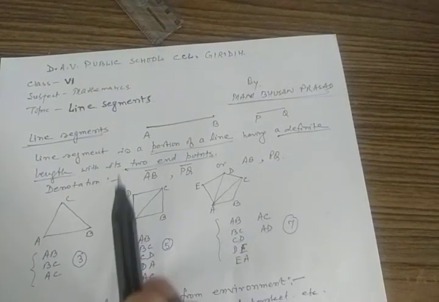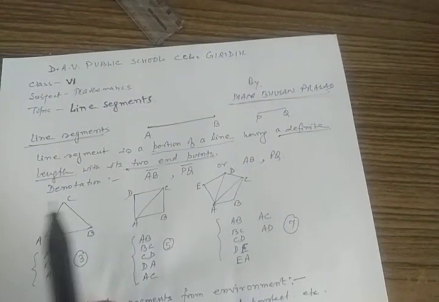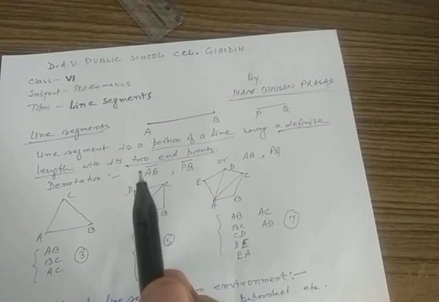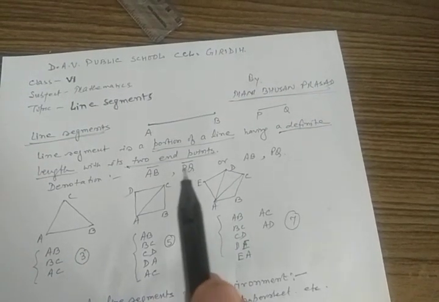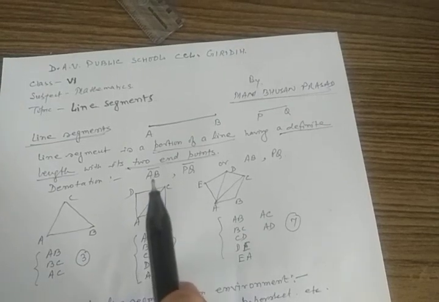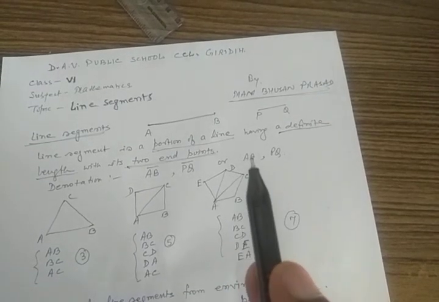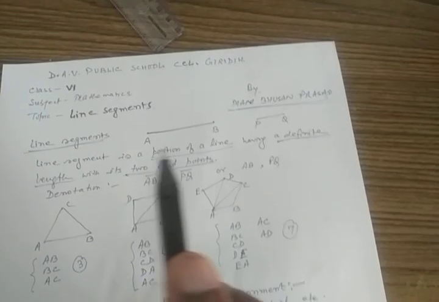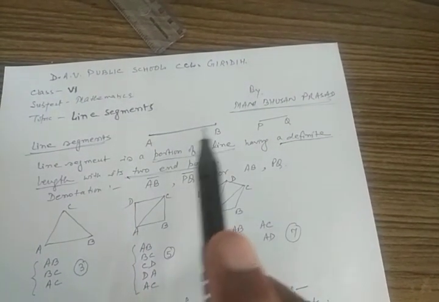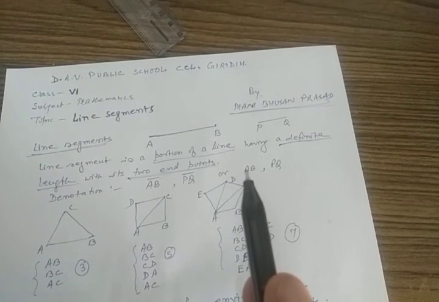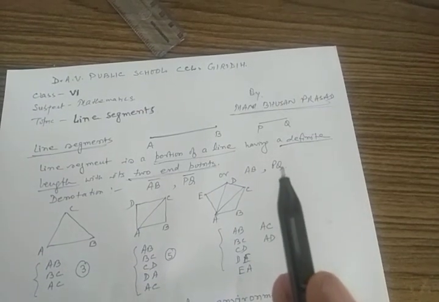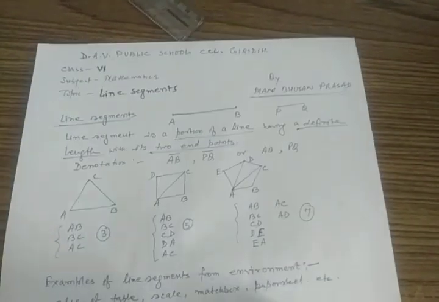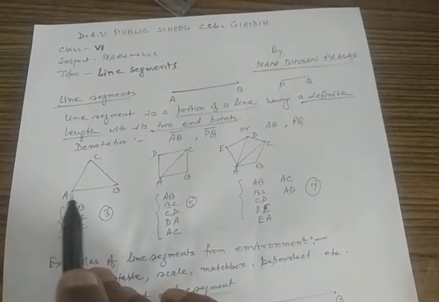How can you denote or represent a line segment? Just see, it is by AB bar or PQ bar. Or in another form, simply you write AB and PQ. It is understood. So a line segment is represented like this, AB, and its name you can write AB or PQ. You can write BA, you can write QP, no problem. Both are correct.